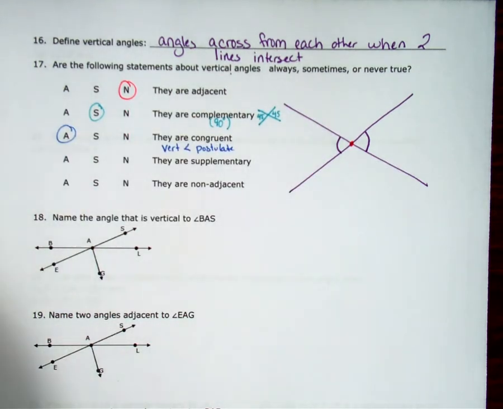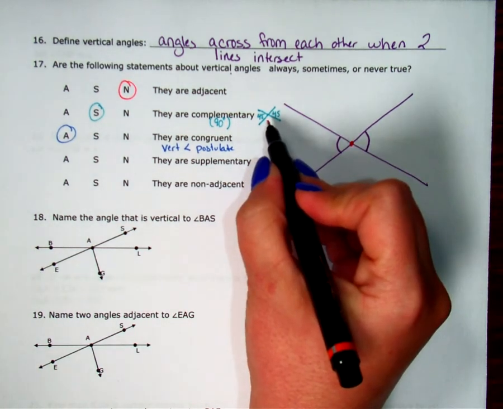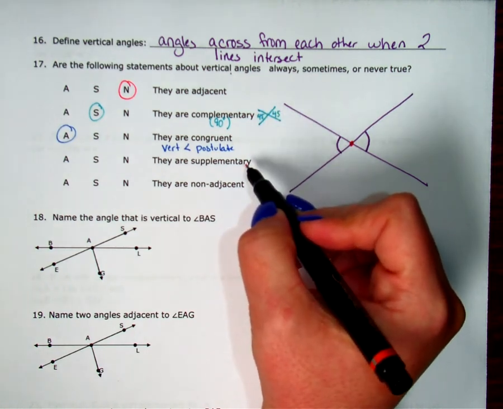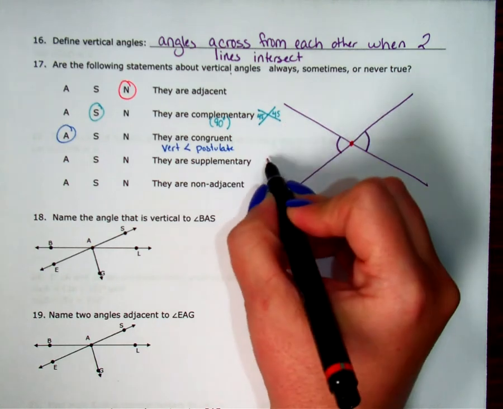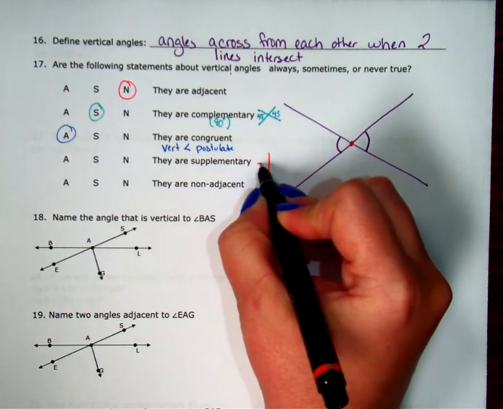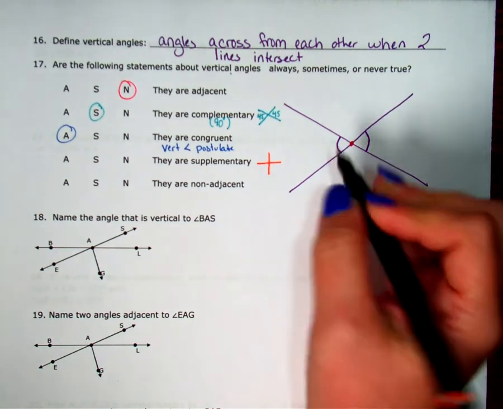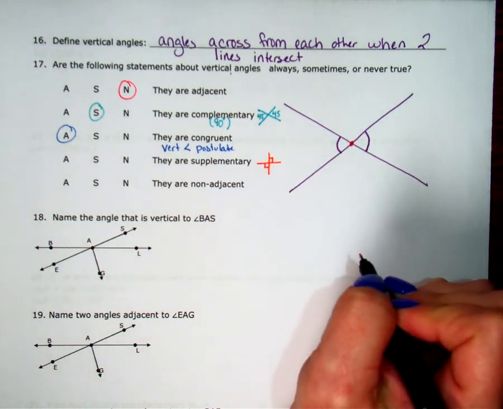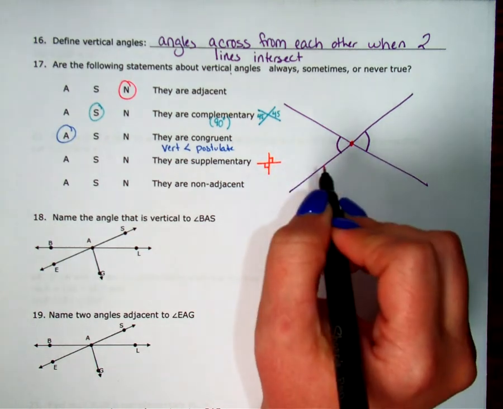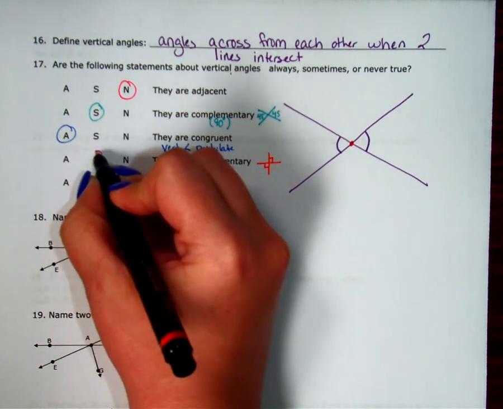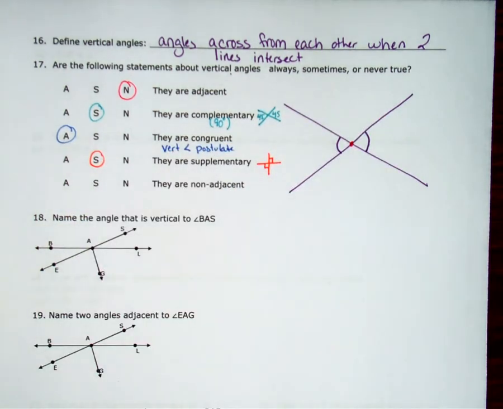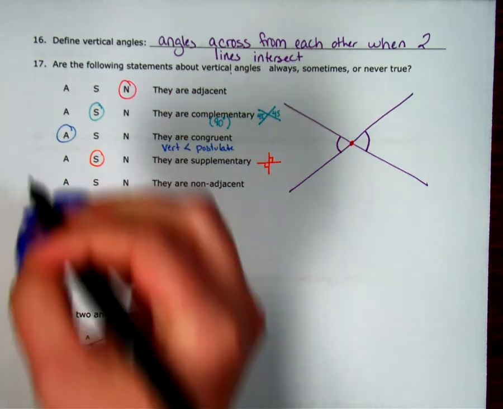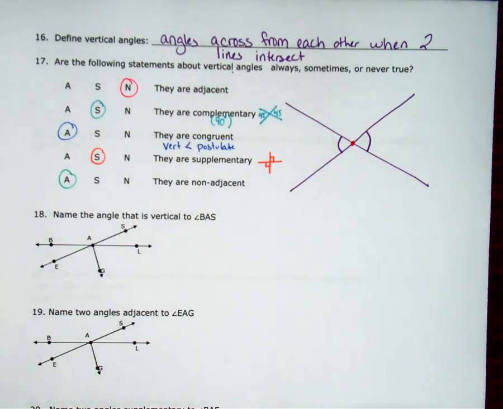They are supplementary. Well, we know they can be complementary, but they don't have to be, which means, notice if they're complementary, they're not going to be supplementary. But can they sometimes be supplementary? Think about when you graphed in Algebra 1 and Algebra 2, right? You graphed on an XY axis where your angles were 90. Oh, look at those two vertical angles. They're both 90. So they can be supplementary. 90 plus 90 is 180. But they don't have to be, so that's a sometimes. And they are non-adjacent. Well, if they are never adjacent, right, then that means they are always non-adjacent.